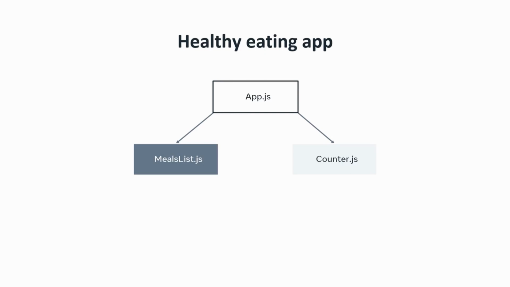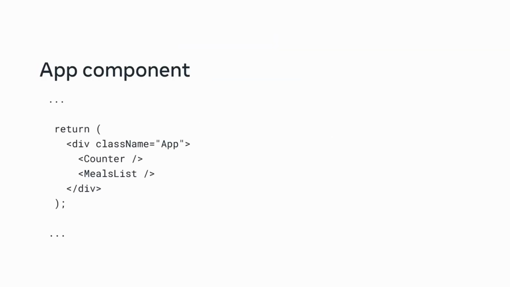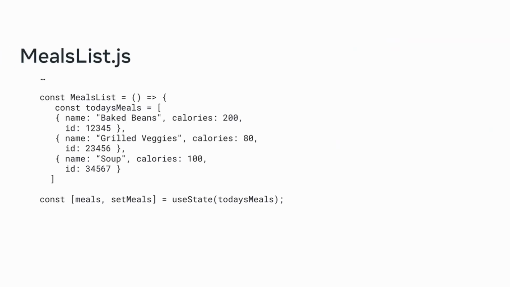Let's explore each component in a little more detail. First, the app component imports the meals list and counter component and renders them on the screen. Next, the meals list component uses the useState hook to list a day's meals, which are stored in an array. The array elements are saved inside the today's meals variable. Then the meals state variable is initialized to hold this value. In other words, the meals state variable holds the array. Finally, the counter component tracks the number of meals that a user is allowed to eat today.